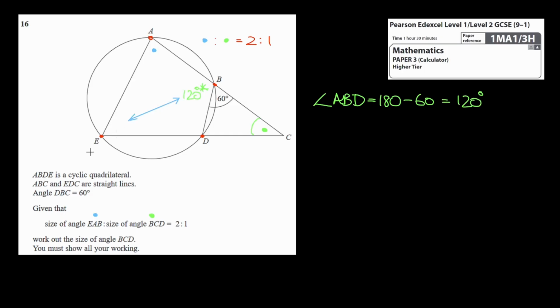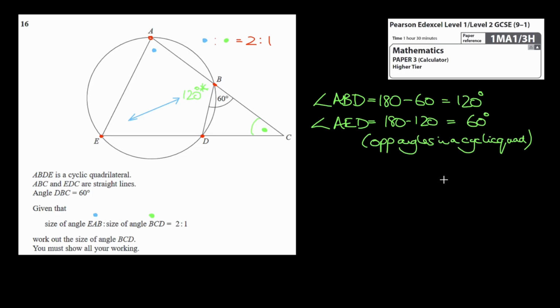Now, using the rule about a cyclic quadrilateral, we know this angle must be 180 minus 120, which goes back to 60 degrees. I can say, brackets, opposite angles in a cyclic quad equal 180 degrees. So we now know that this guy is equal to 60 degrees.